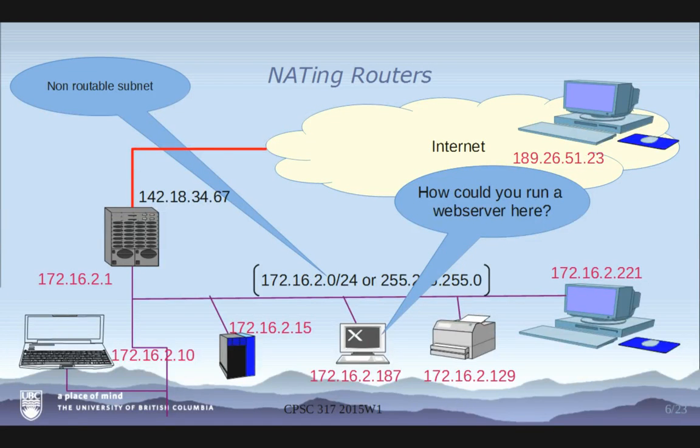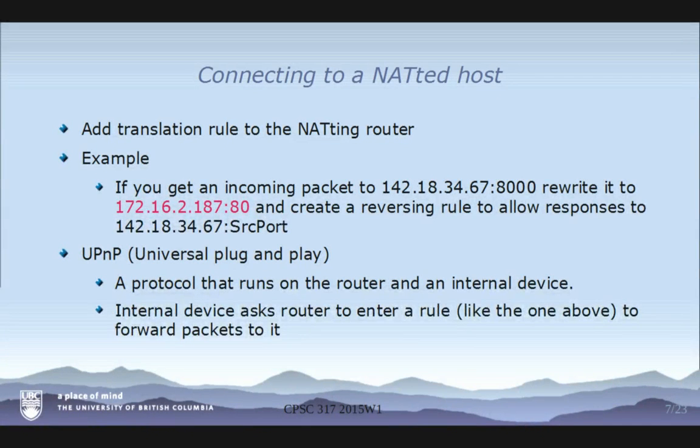So what do we have to do? We have to pre-populate the router with the translation rules that we want. If you want an incoming packet, for example, to go to port 80 on a particular machine, you might say, if you go to 142.18.34.67, so we should draw a picture of this. We've got our router, and its address is 142.18.34.67, and then we have our 172 machine down over here. I'm not going to write that out completely.